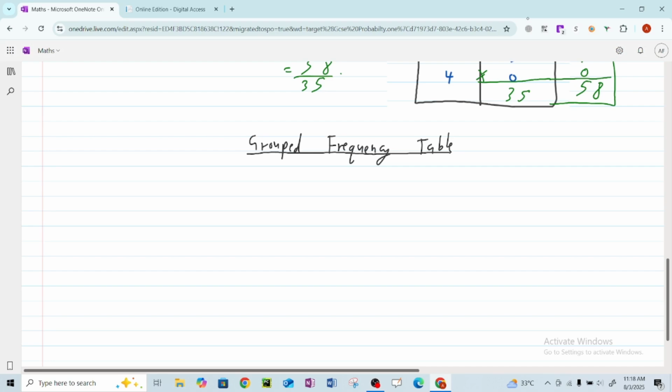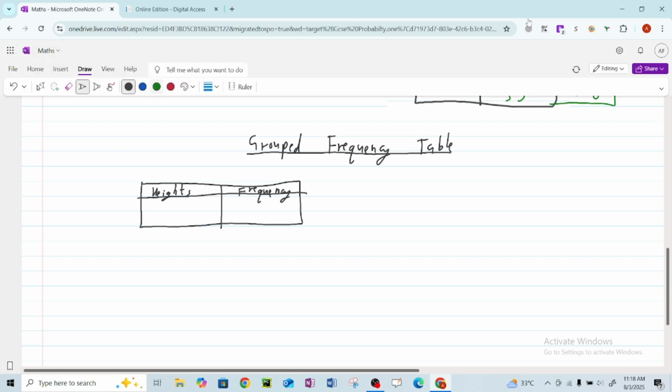Next we have group frequency tables. Group frequency tables basically make our life a lot easier because we don't have to write all the values. We could just write a group frequency and then give the answer. For example, let's say I have this table over here, and here I have the heights, and here I have the frequency.